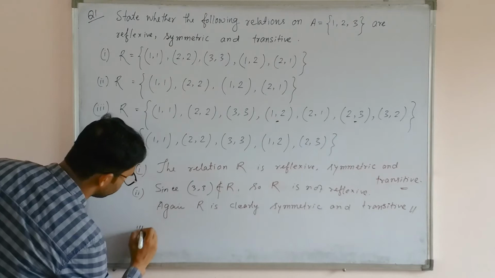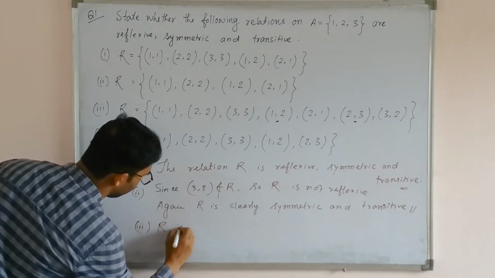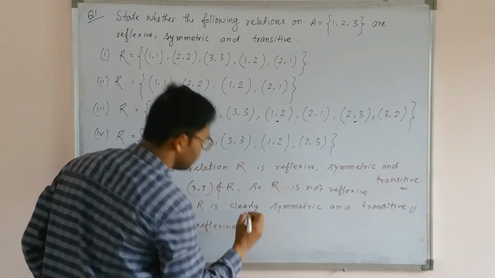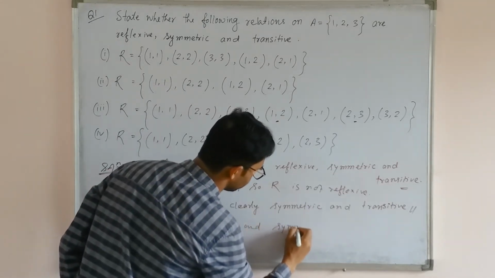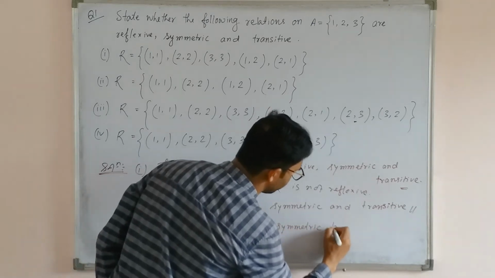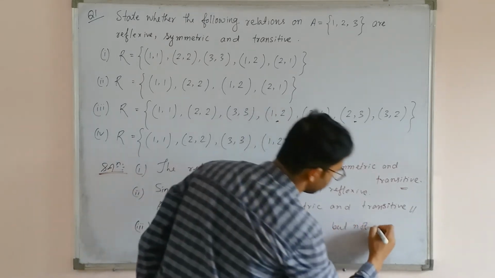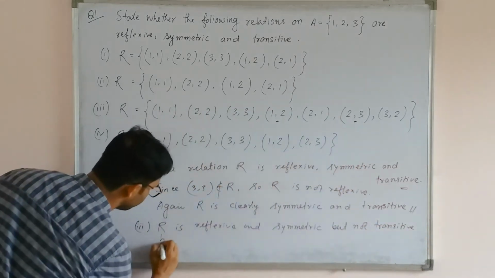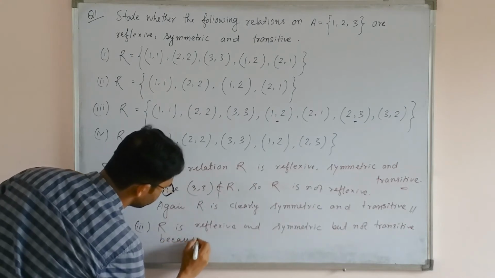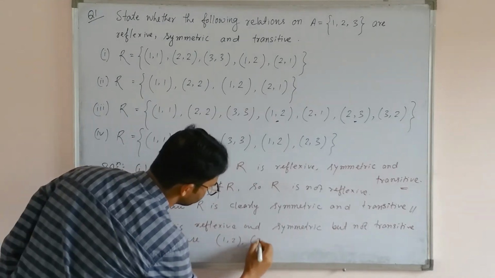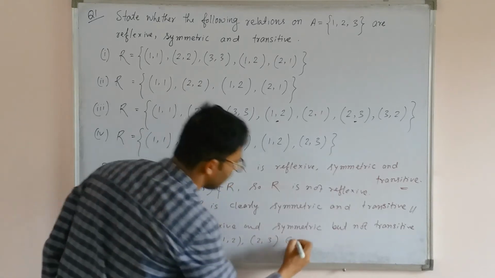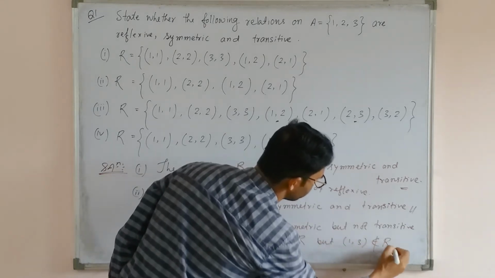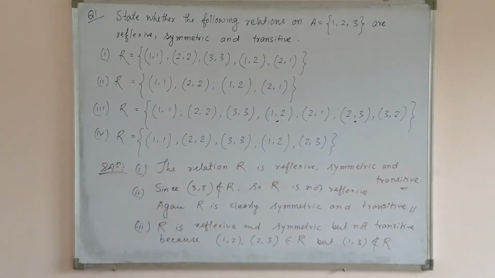Okay, R is reflexive and symmetric, but not transitive. Why is it not transitive? Because 1 2 and 2 3 belong to R, but 1 3 does not belong to R. So it fails the transitive condition.